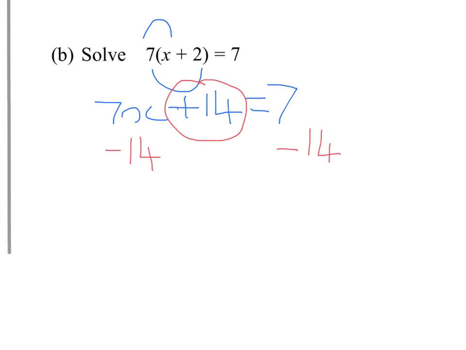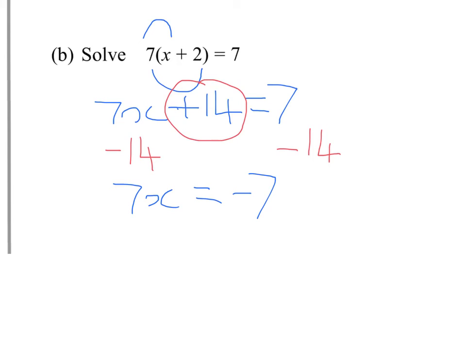So 7x plus 14 take away 14 leaves me with 7x on the left hand side, which is what I want. Now 7 take away 14 is minus 7 on the right hand side. If you're struggling with this, again consider doing a quick number line, starting at 7 and then go down 14, and you'll end up with minus 7.